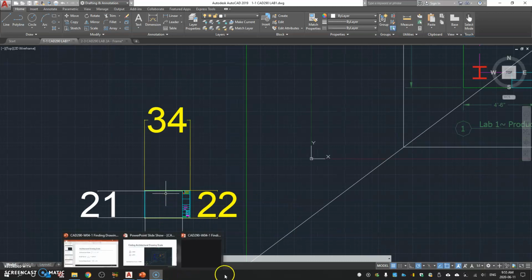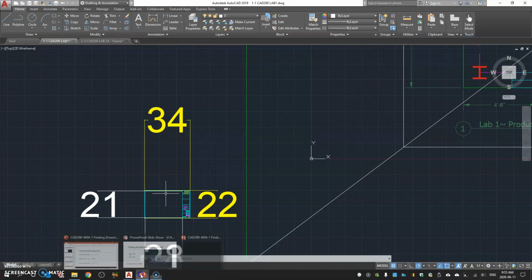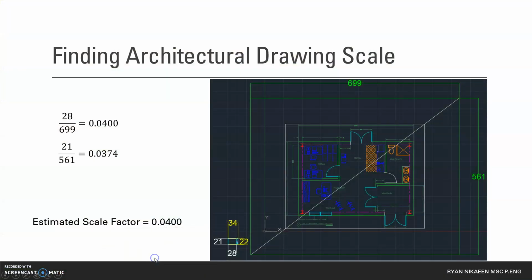So I'm going to go here. I just created a picture for this one. This way we have this one. So we're going to do the calculation here, a very, very simple calculation. 28 divided by 699 and 21 divided by 561. So from this calculation, you can find 0.04, and this one gives you 0.037. It's like 40 and 37. So which one is larger? This one is larger.